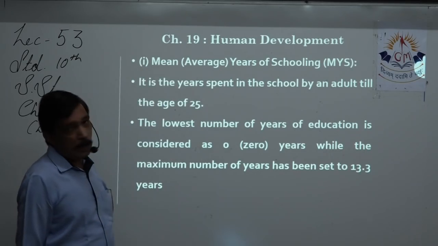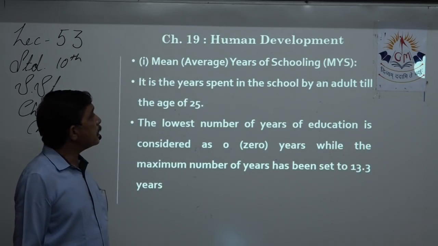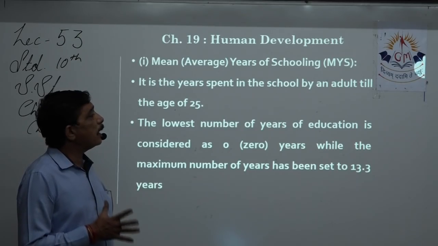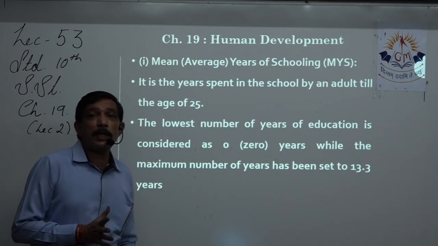Mean years of schooling. What is MYS? It is the years spent in school by an adult till the age of 25.